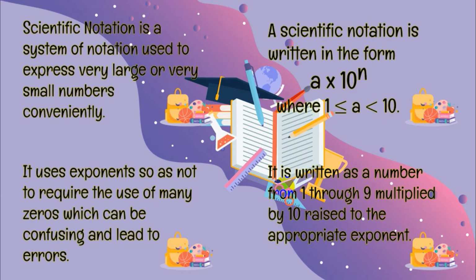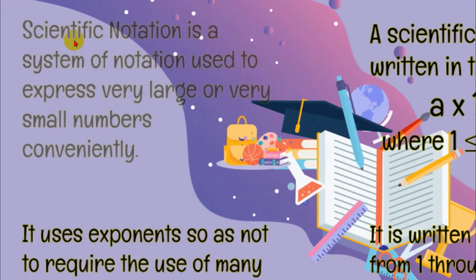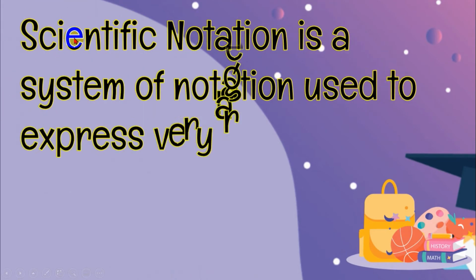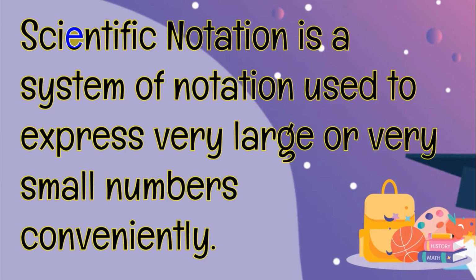First, let us discuss the meaning of scientific notation. Scientific notation is a system of notation used to express very large or very small numbers conveniently. So, kailan daw natin to ginagamit? Ginagamit natin to kung masyadong mahaba or malaki yung number natin at kung masyado naman siyang maliit.